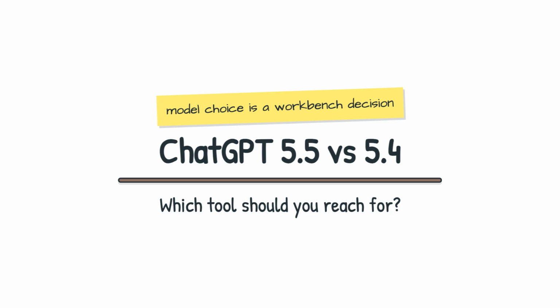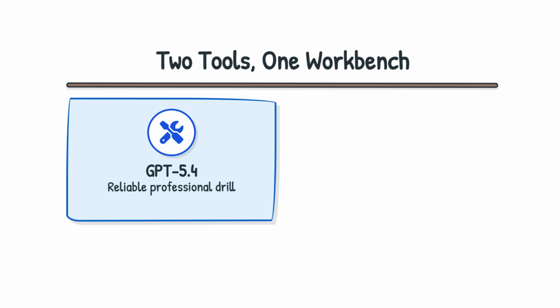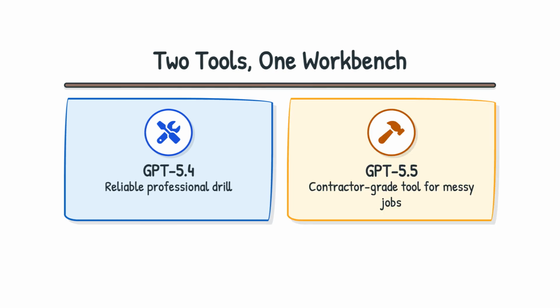The real question is not which model is newer. It is which one should you reach for when work matters. Think of them as two tools on the same workbench. GPT 5.4 is the reliable professional drill. Strong, familiar, and good enough for serious work. GPT 5.5 is the heavier contractor grade tool. It costs more, but on messy work it can save you from redoing the job. So the decision is about the job in front of you.